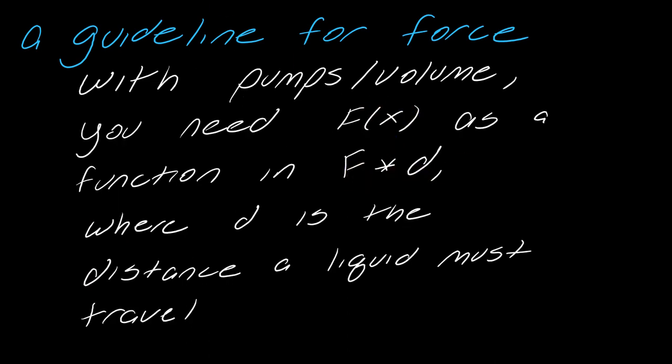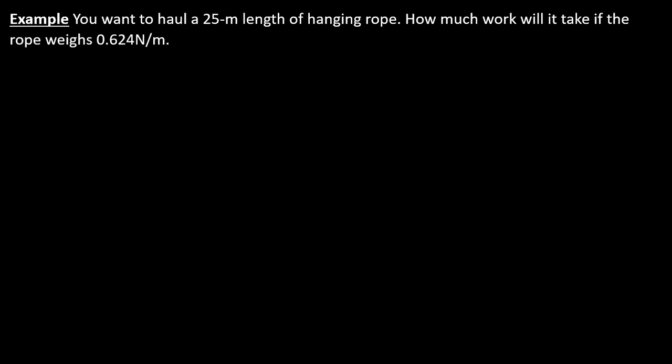So just reiterating that. Okay, so now let's talk about objects, and I'm going to show you how we use units to get us there. So you want to haul a 25-meter length of hanging rope. How much work will it take if the rope weighs 62.4 Newton meters? Okay, so it doesn't really matter how we're doing this. Let's just pretend that this rope is hanging down and we're just standing above it and we're pulling it up.